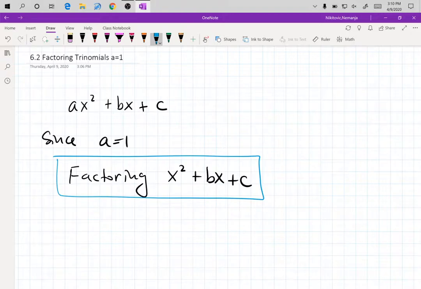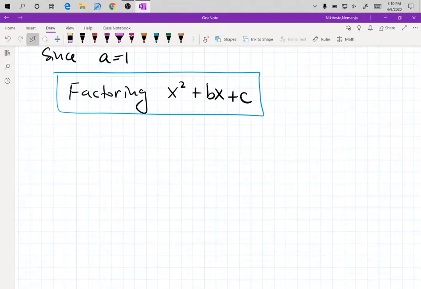So far you know how to factor out the greatest common factor. You know how to do factoring by grouping. Both of those were in the previous section, 6.1. And today it is time to look at factoring of a trinomial whose leading coefficient is 1, which is the first and basic case. So we are looking into factoring something like this, x squared plus 5x plus 6, as an example.